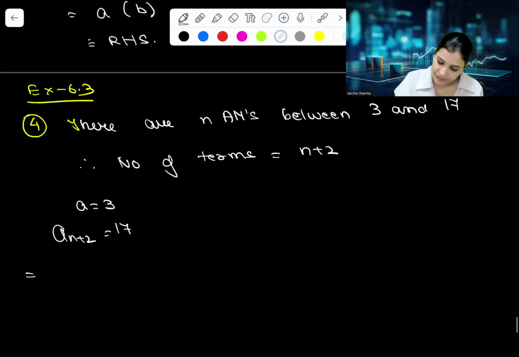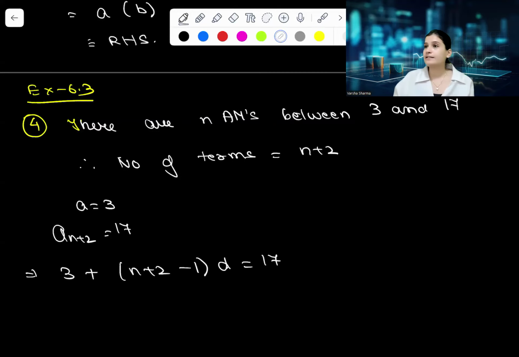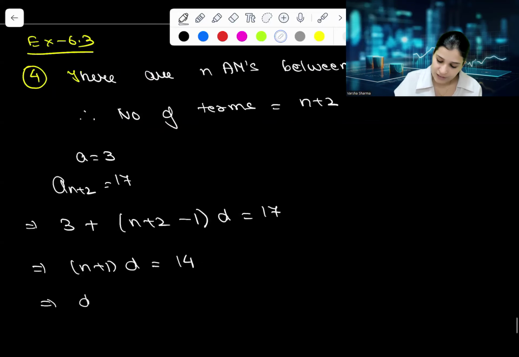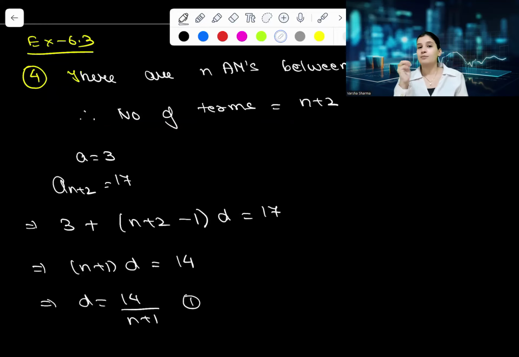So from here, A plus n plus 1 into d equals 17. Yes or no? So n plus 1 into d is 14. From here, d will be 14 upon n plus 1. Equation 1. Both d and n are missing, so we need two equations. This was the first. Any doubt till here? No, ma'am.